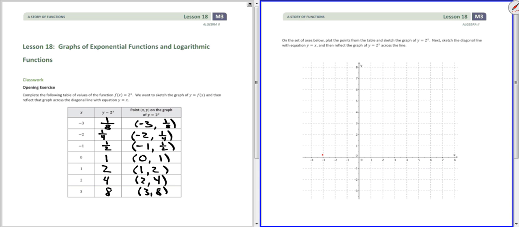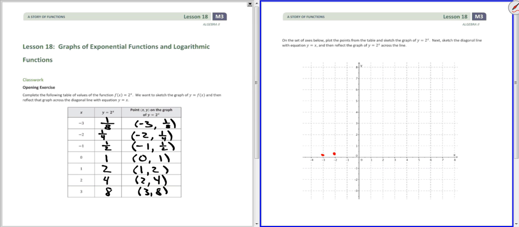So when x equals -3, y equals 1/8. That's, yes? Am I right? Or is that a little high up? Is that better? I need some sort of precision, right? Is that about right? Yeah. Okay. When x equals -2, I'm at 1/4. A little bit higher, but not much. Good enough for government work?